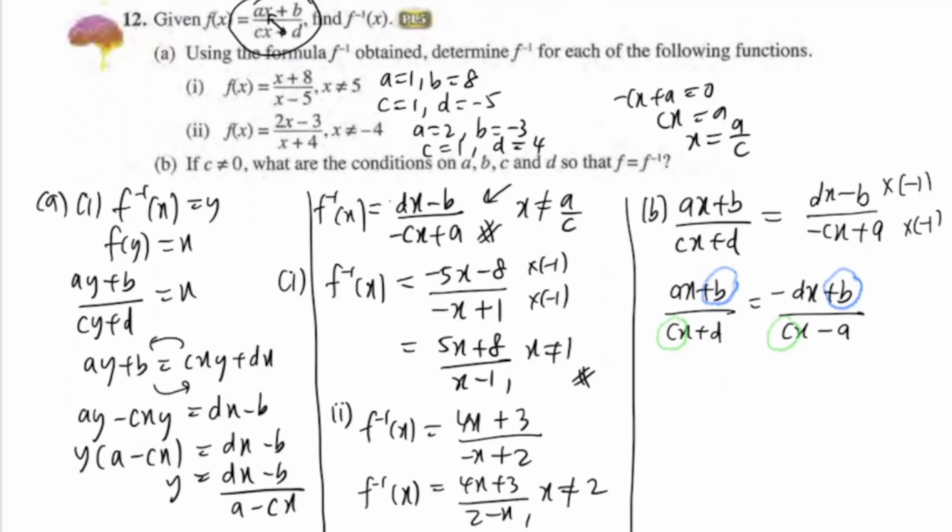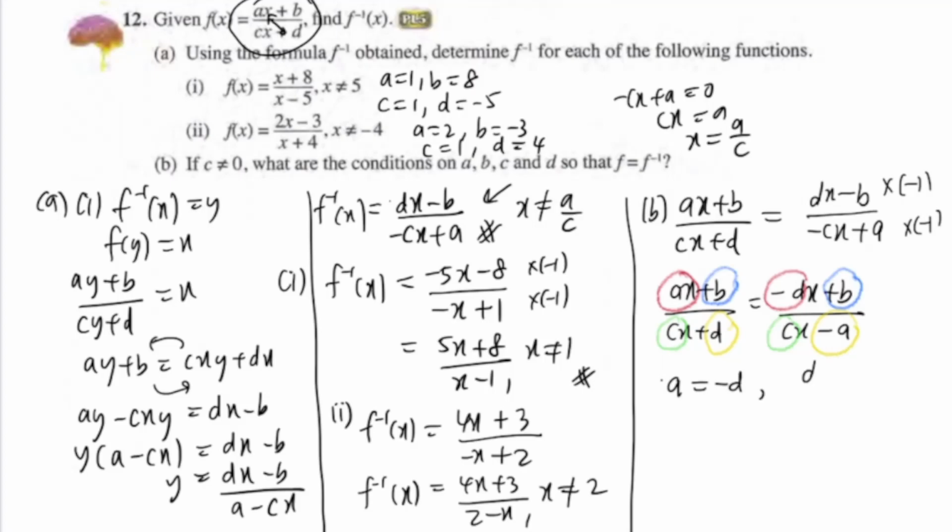So what is the condition? Now look at your a and d. Let's focus on your a and minus d. So what is the condition? In order for these two to be equal, the b values are the same already, right? So in order for them to be equal, your a must actually be negative d.